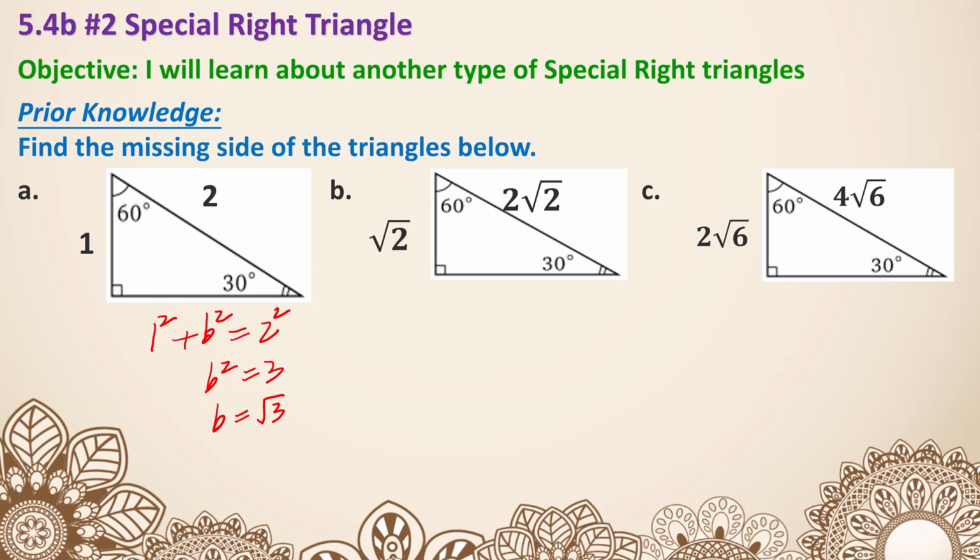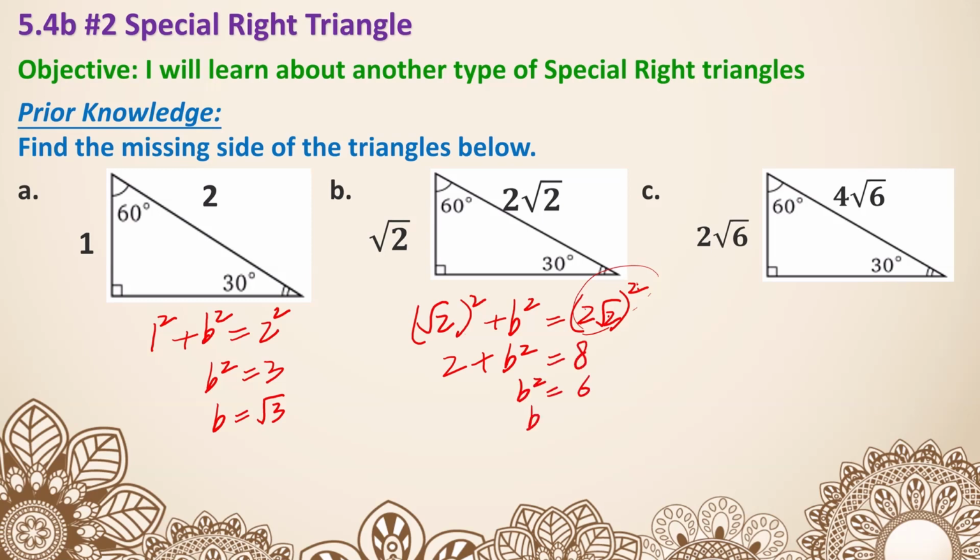Okay, next, square root of 2 squared plus b squared equals 2 square root of 2. Don't forget it's the whole thing that's squared. So the right side, 2 square root of 2 being squared, 2 needs to be squared, and the square root of 2 needs to be squared. So that makes the right side an 8. The left side is a square root of 2 squared, which is just a 2. So b squared equals 6, which makes b a square root of 6.